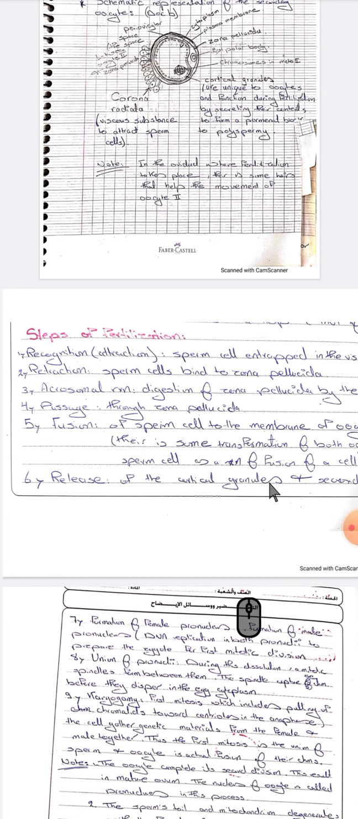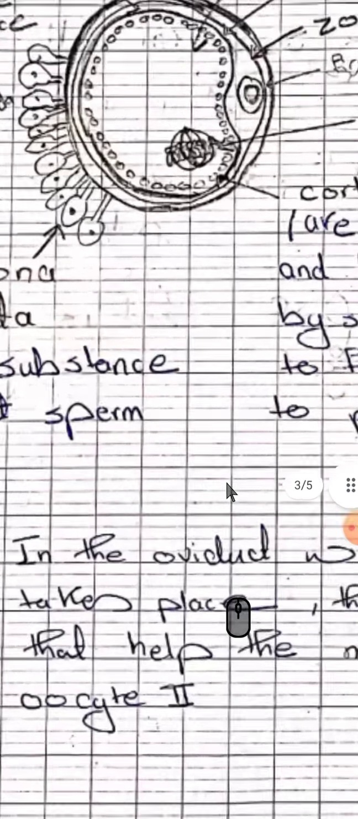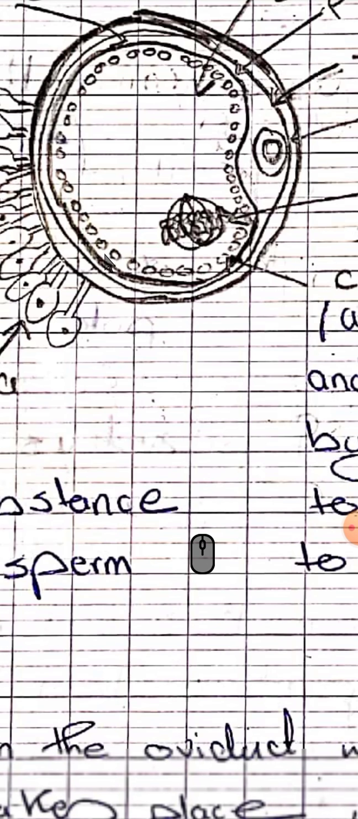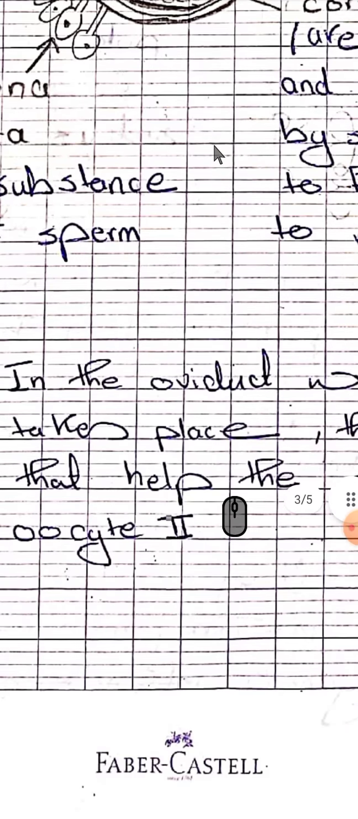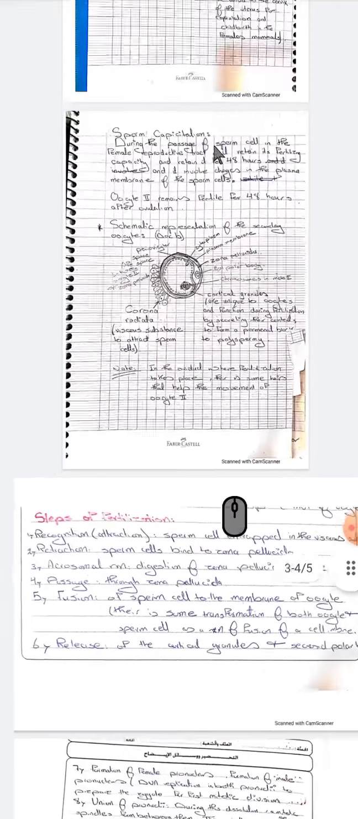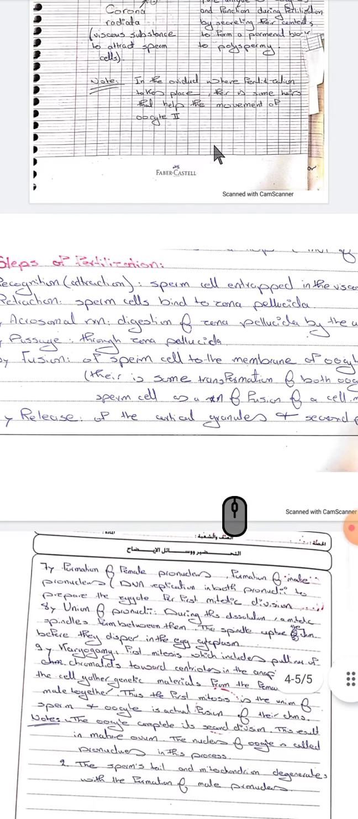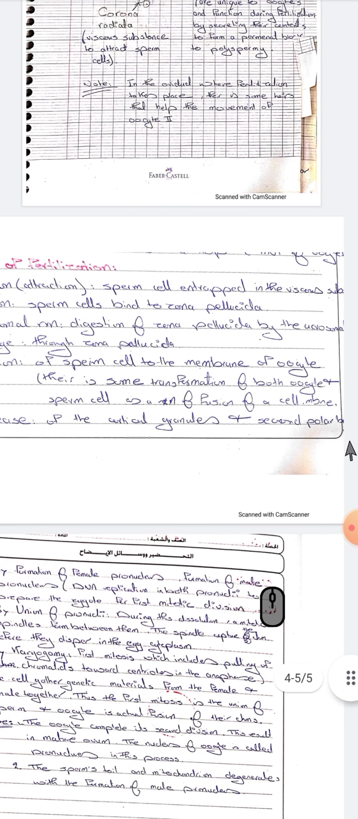Six: we have release of the cortical granules, meaning one sperm cell has already entered, and we don't want to let other sperm cells enter. So of course, these small circles here, called cortical granules, will be released in order to prevent other sperm cells from entering the oocyte. Okay, so here: release of cortical granules and the second polar body. Of course the second polar body will be released.